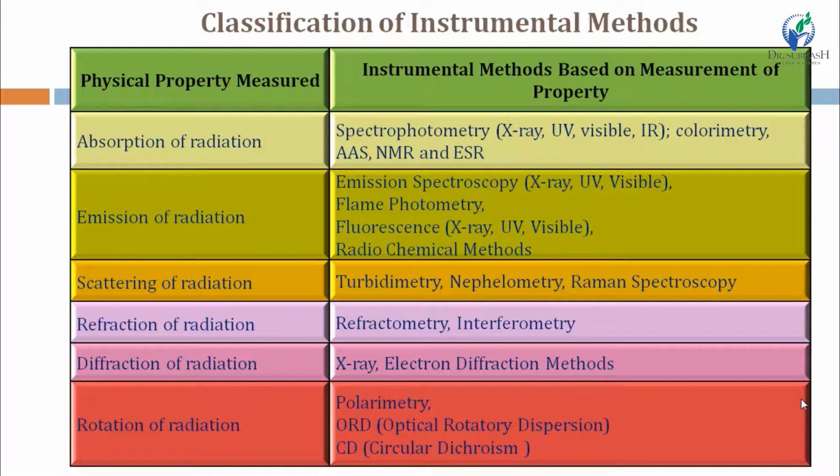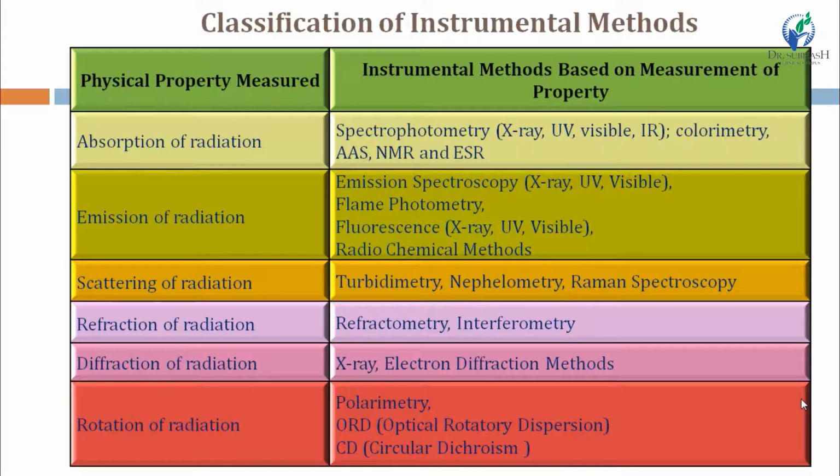Then emission of radiation is measured in emission spectroscopy like X-ray emission spectroscopy, UV emission and visible emission, and flame photometry, fluorescence, X-ray fluorescence, UV fluorescence, visible fluorescence spectroscopy and radiochemical methods. Then scattering of radiation is measured in turbidimetry, nephelometry, Raman spectroscopy. Then refraction of radiation is measured in refractometry and interferometry.